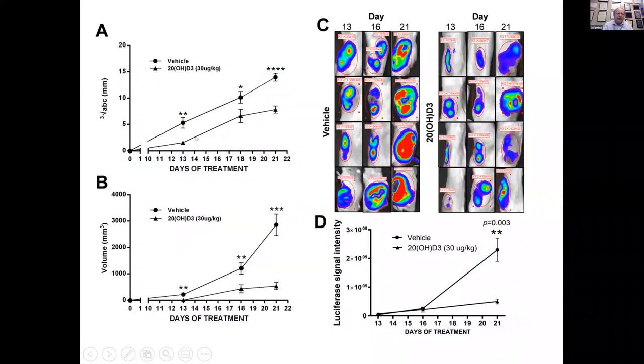So injection of human melanoma into the nude mice and treatment with 20-hydroxy vitamin D at a dose of 30 micrograms intraperitoneally, so there is inhibition of tumor growth, subcutaneous tumor growth.